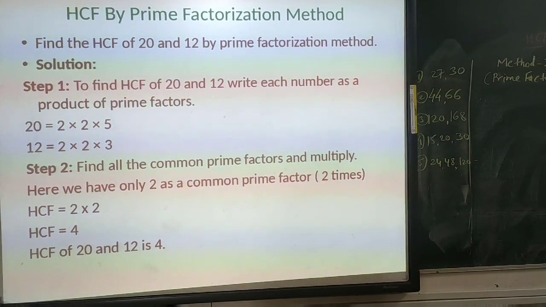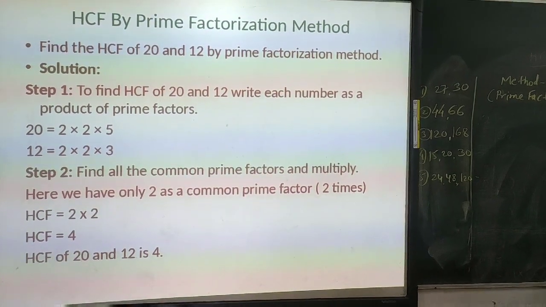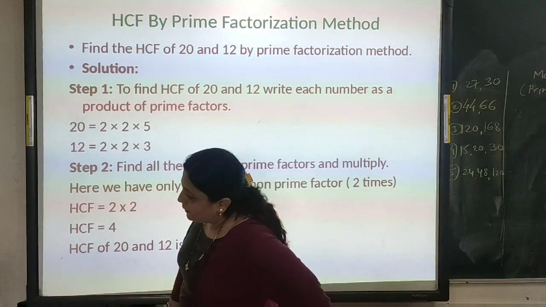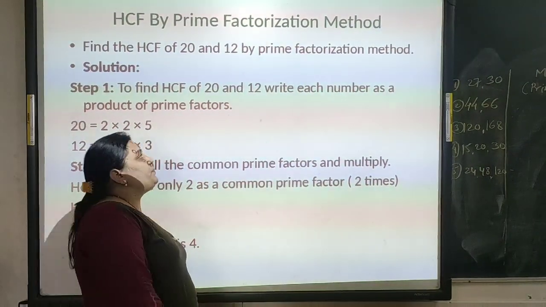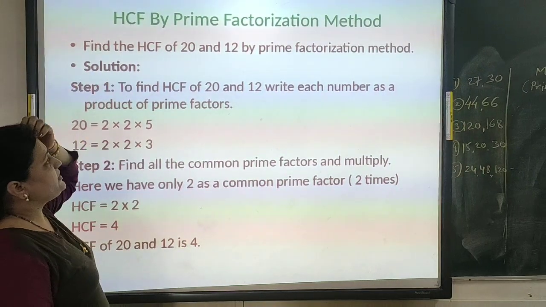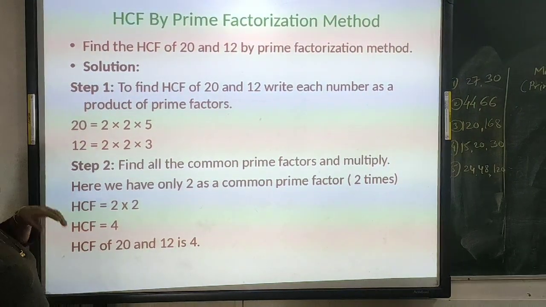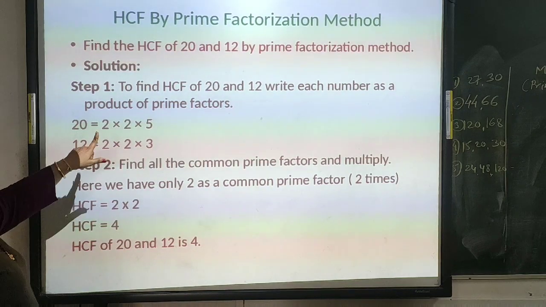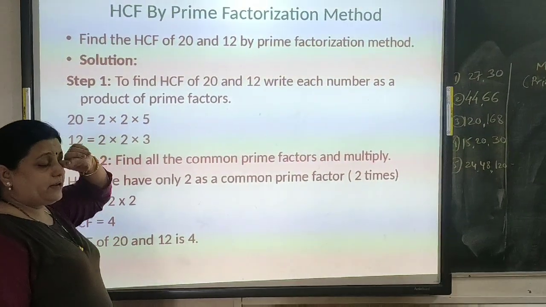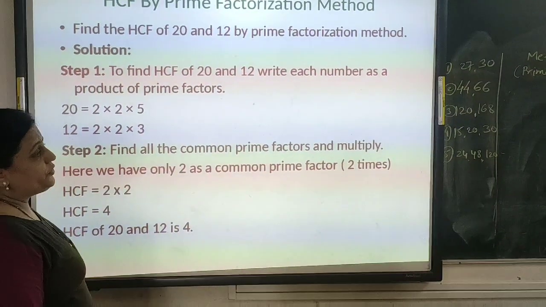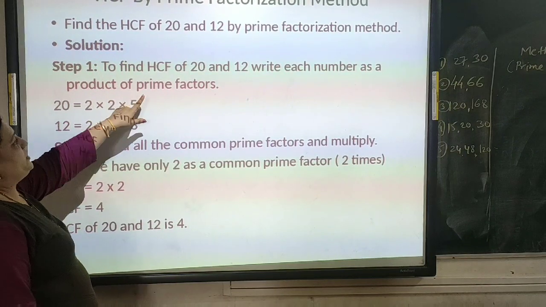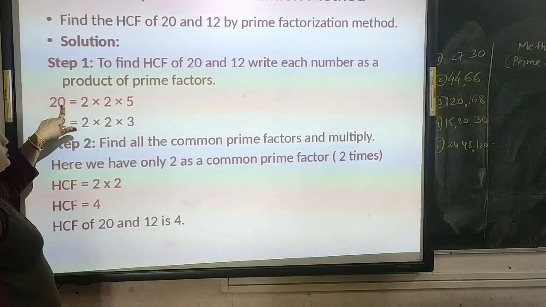First we will see what is meant by prime factorization method. In that, we have to find out prime factors of each number first. So what is the question here? Find the HCF of 20 and 12 by prime factorization method. So first we will find out the prime factors. I have already taught you how to find out the prime factors by prime factorization method. So what are the prime factors of 20?